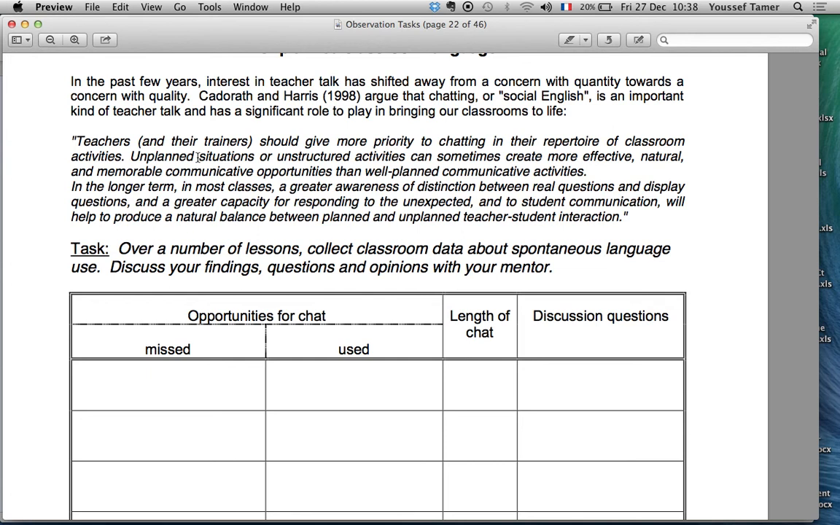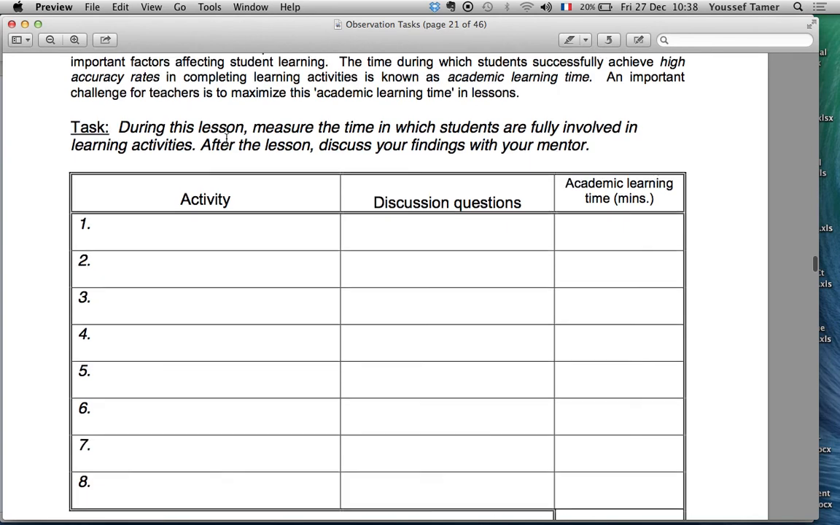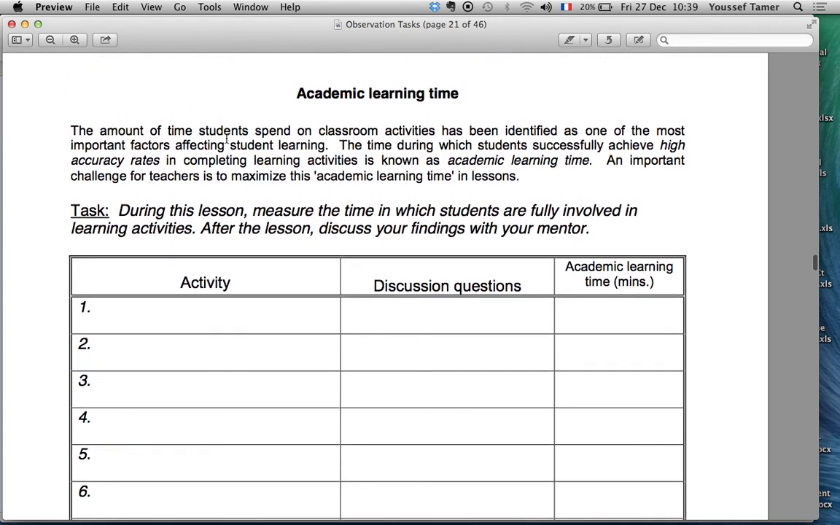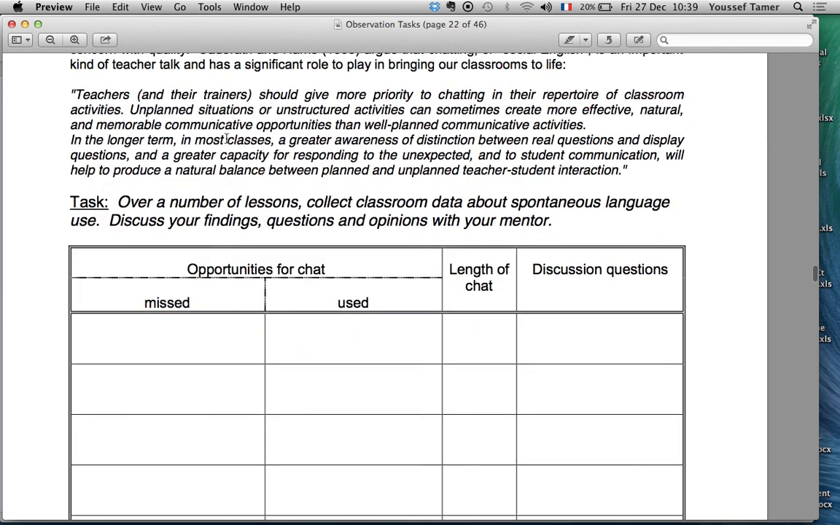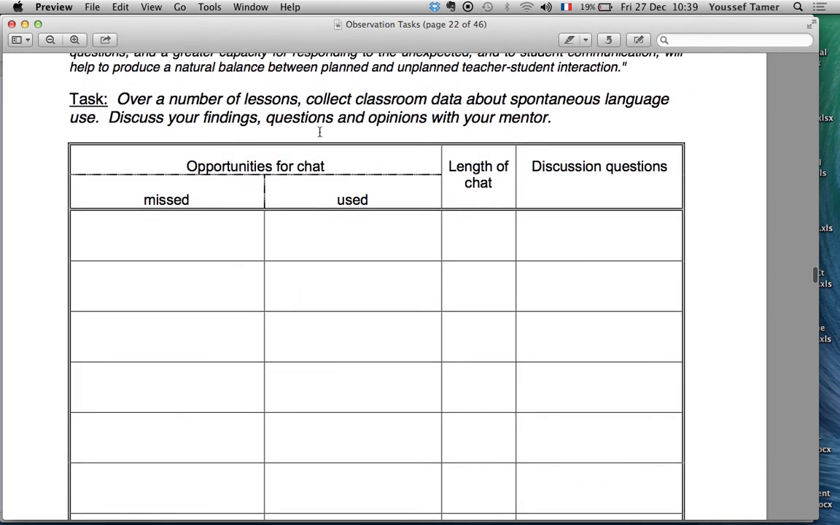and unplanned teacher-student interaction. Because the previous section here talks about planned academic learning, and also the other one we have seen. So here, one way of observing this area of classroom discourse is, over a number of lessons, collect classroom data about spontaneous language use. Discuss your findings, questions, and opinions with your mentor.